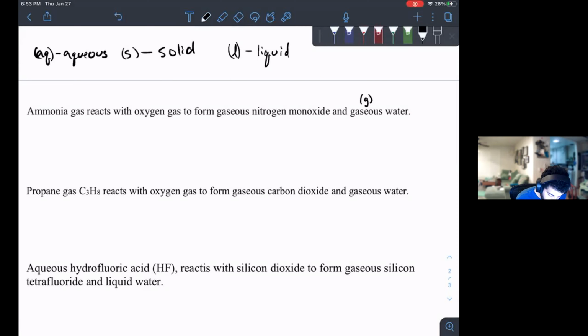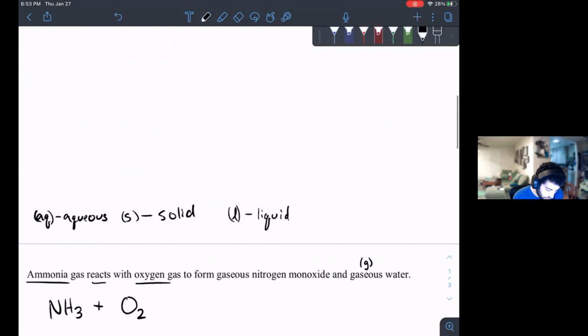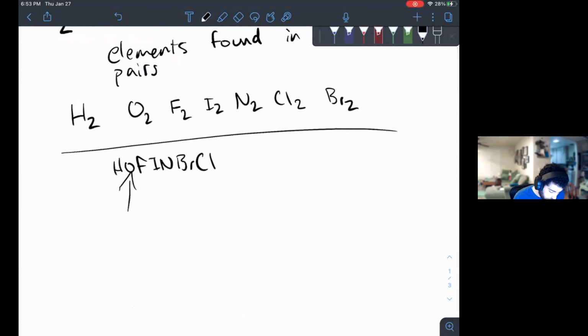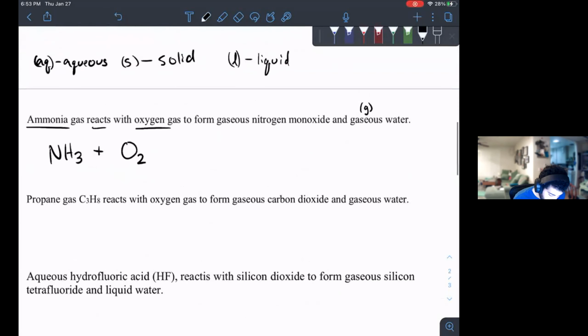So starting off with our basics, we have ammonia reacts with oxygen. So we already know that these are going to be our 2 reactants, ammonia being NH3 and reacts with, so we'll do a little plus, and oxygen being O2. And that's right, because it's my diatomic element that we just learned. It's the O in Hofenbrickl. So to form, generally we say reacts to form. All right, so then we have our nitrogen monoxide and water. So those are going to be our products.